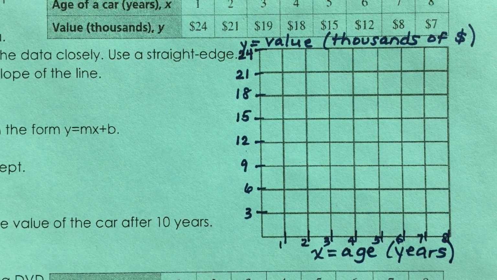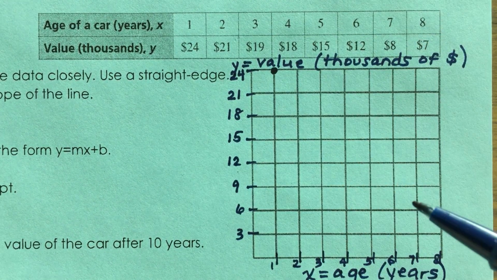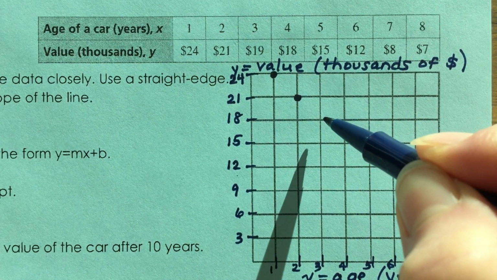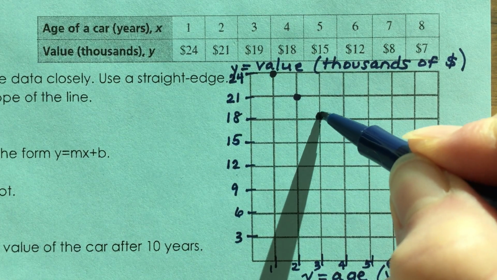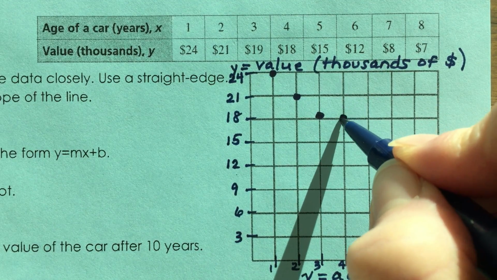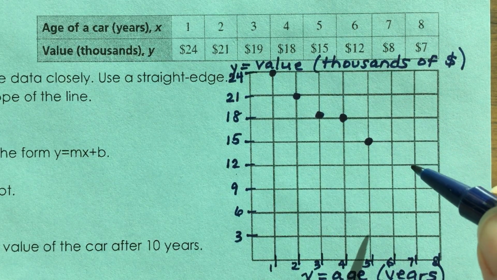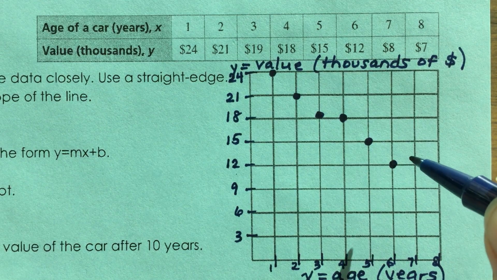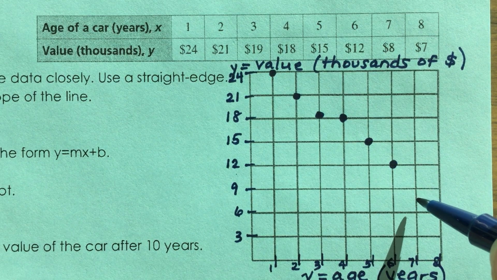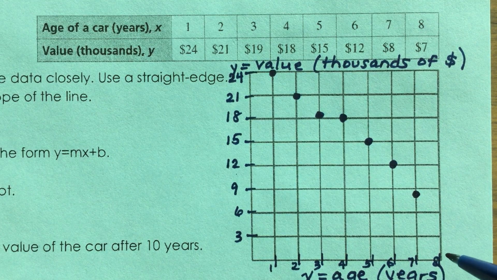Now that we have it scaled, it's just time to plot x and y. So we have 1, 24; 2, 21; 3, 19. So just estimate 19 is a little bit above the 18. 4, 18; 5, 15; 6, 12; 7, 8; and 8, 7.